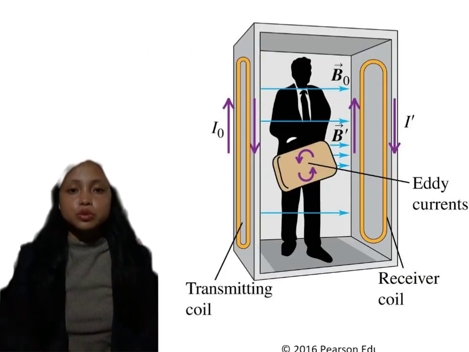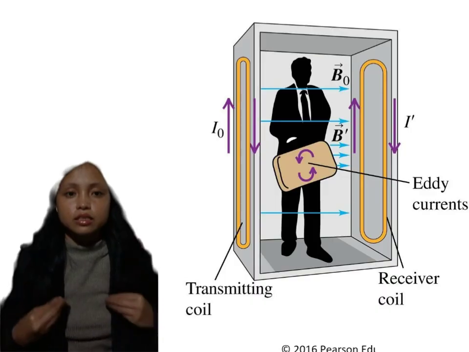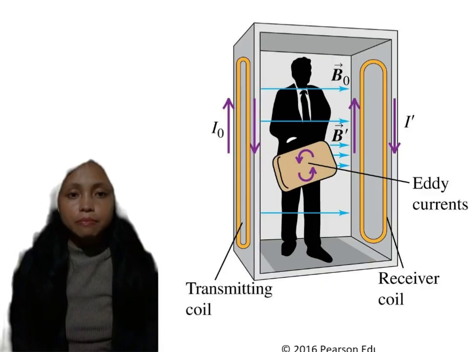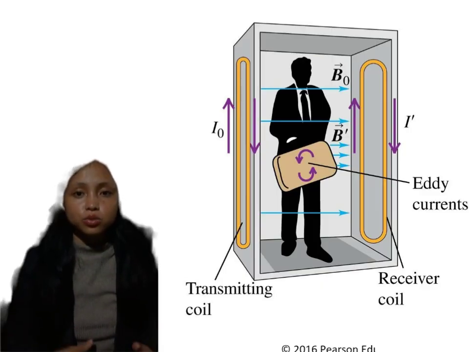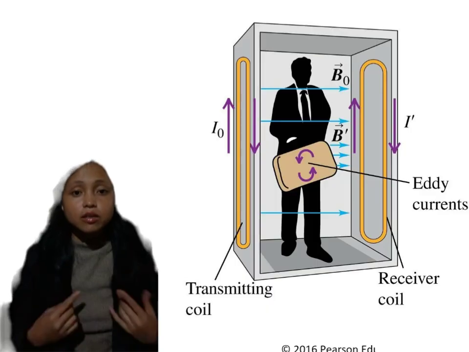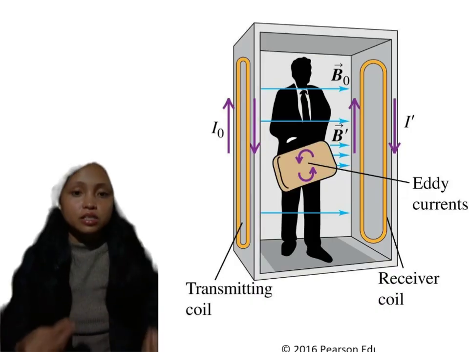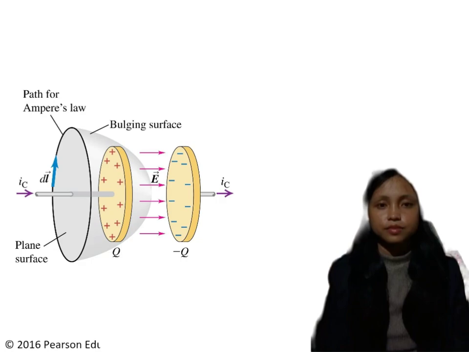When a piece of metal moves through a magnetic field or is located in a changing magnetic field, eddy currents, or electric currents, are induced. The metal detectors used at airport security checkpoints operate by detecting eddy currents induced in metallic objects. So eddy currents are loops of current inside conductors. They oppose motion and convert energy into heat. Applications, of course, include braking systems and metal detectors.